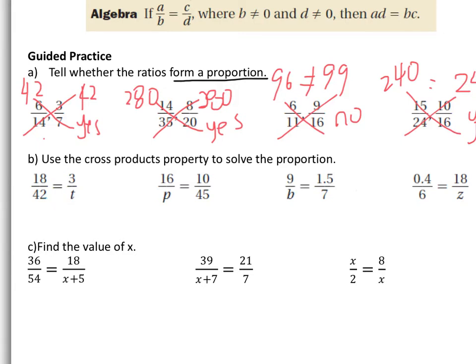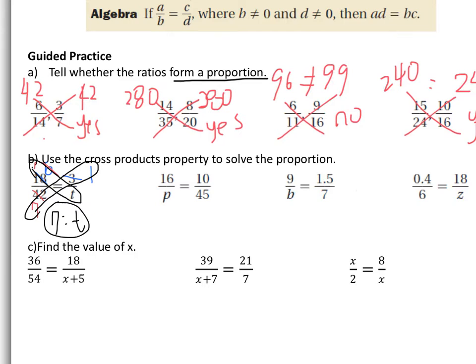I can first simplify 3 with 18, and then I can simplify 6 and 42. So 6 becomes 1, 42 becomes 7, and now I can do the cross product. 7 times 1 is 7, and 1 times t. And that's my answer. t equals 7.